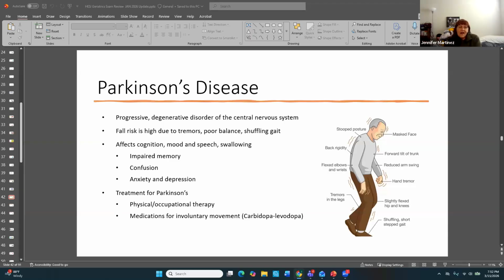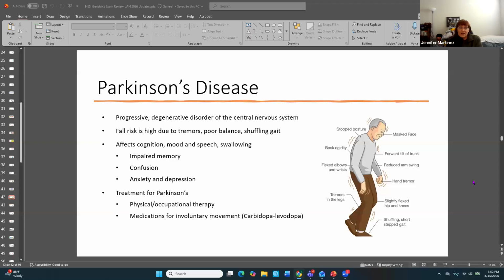Parkinson's disease. Parkinson's disease is a progressive degenerative disorder of the central nervous system. The acronym for the key symptoms of Parkinson's is TRAP. So tremors, rigidity, akinesia, and postural instability.